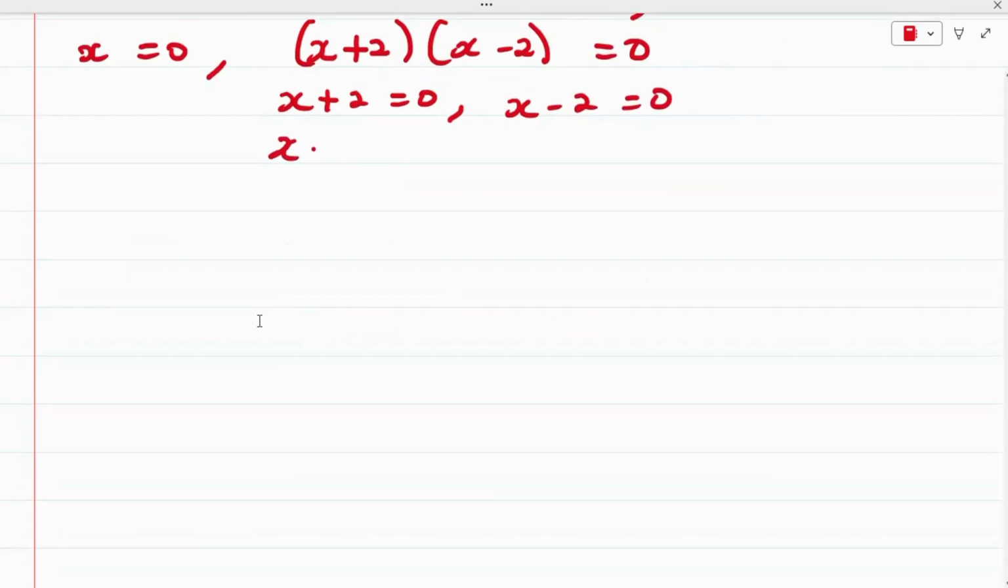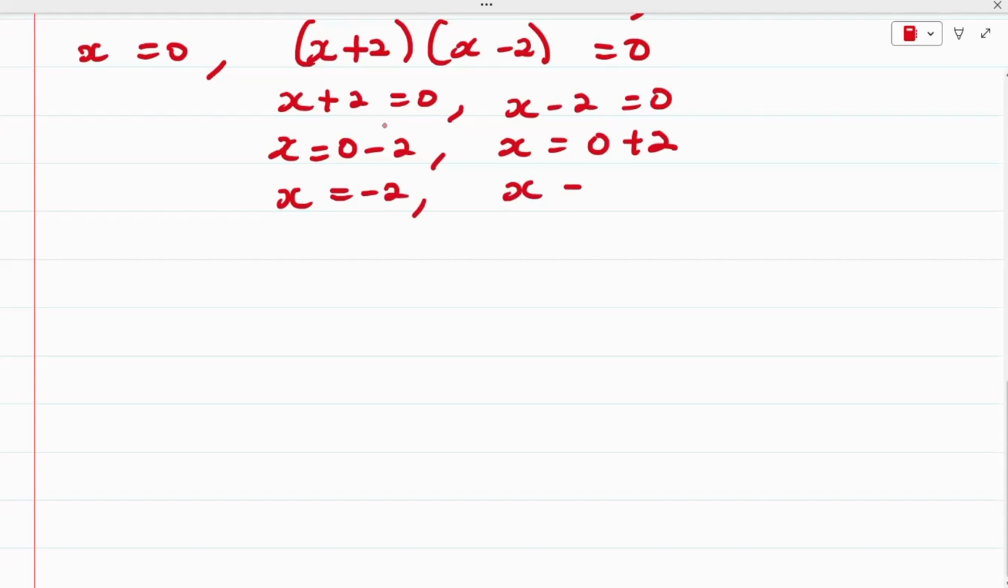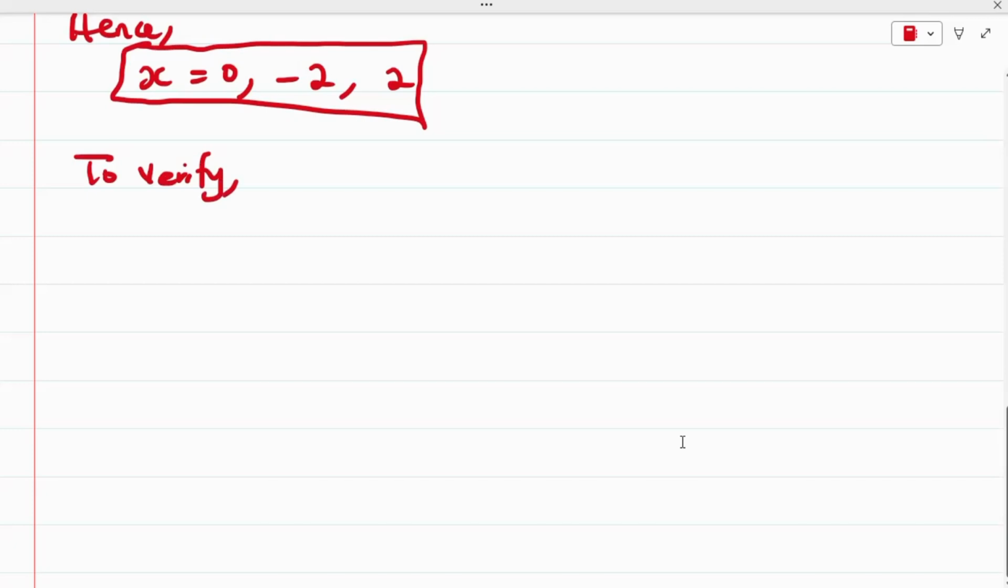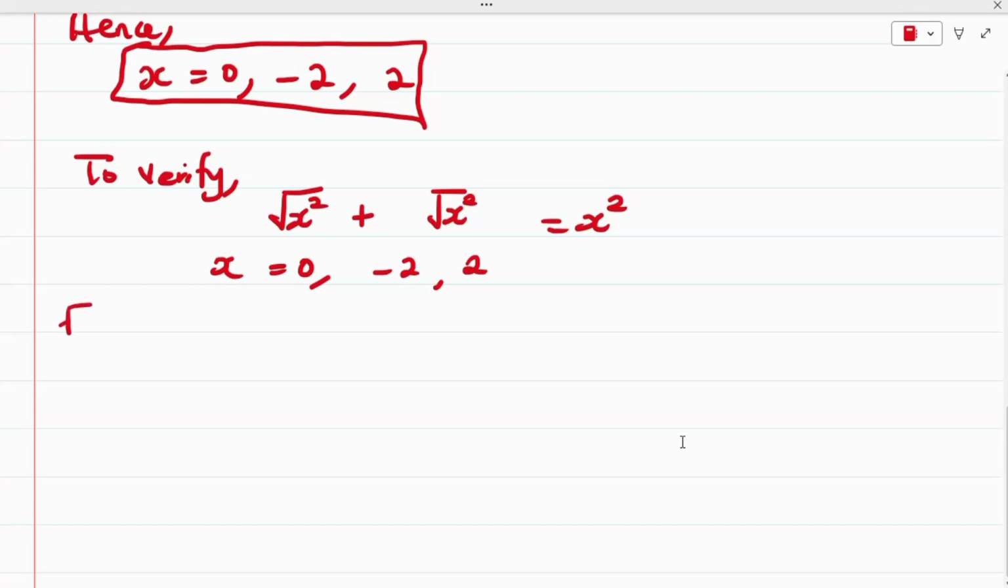So from here we have that x is equal to 0 minus 2 and x is equal to 0 plus 2, so x is equal to minus 2 and x is equal to 2. So hence we have x equals 0, minus 2, and 2, and this becomes the value of x. So to verify, we have the equation given as the root of x squared plus the root of x squared is equal to x squared, and we have that x is equal to 0, minus 2, and 2.